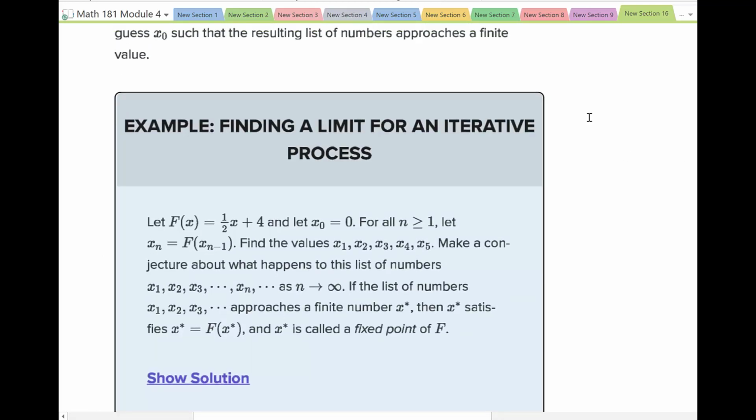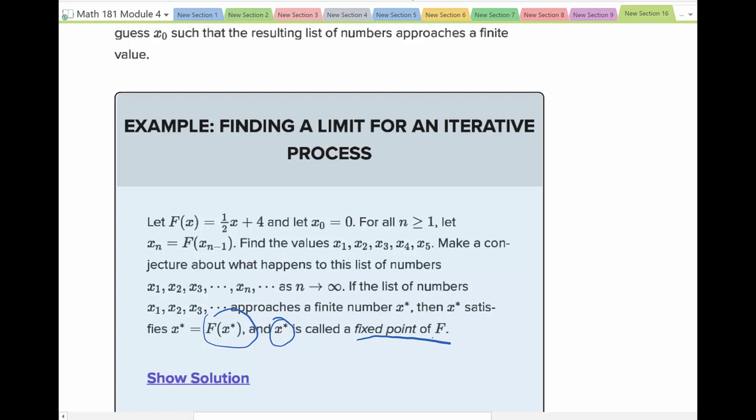Example. So we're finding a limit for an iterative process. We're going to see if this process will lead to a specific value, and they're calling that value x star, where x star is f of x star. That's the fixed point of f. So that's the limit that we're going to go to.